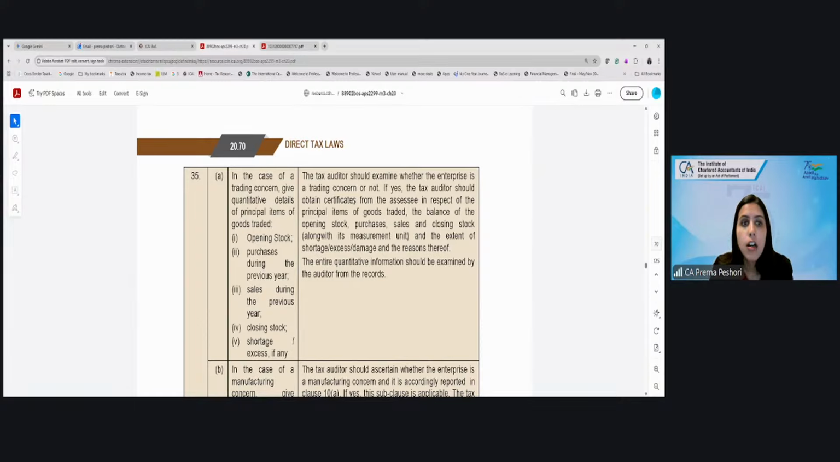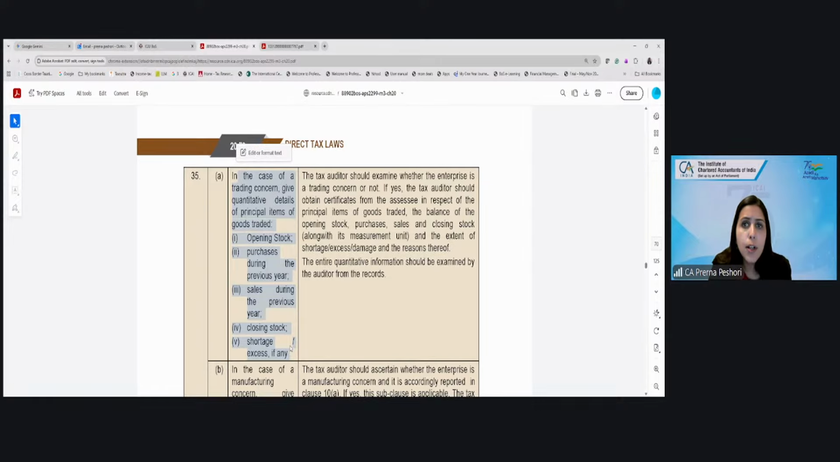Yes? Okay. Clause 35 is, in the case of a trading concern, give the quantitative details of the principal items of goods traded: opening stock, purchases, sales, closing stock, shortage or excess. So here you will only report for the trading concern. And here the auditor should obtain the certificate from the assessee in respect of only principal goods, and should enter the quantitative information on that basis.